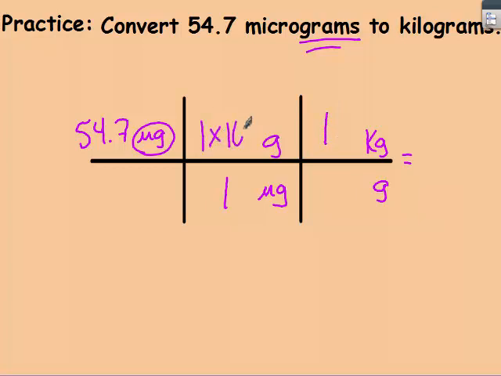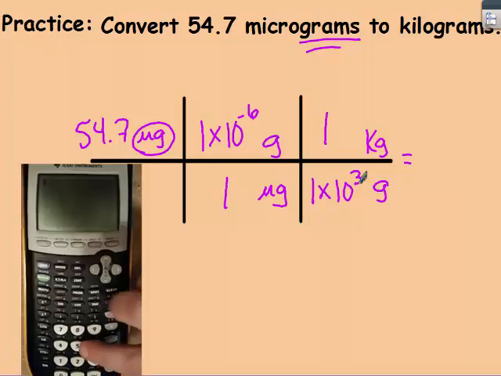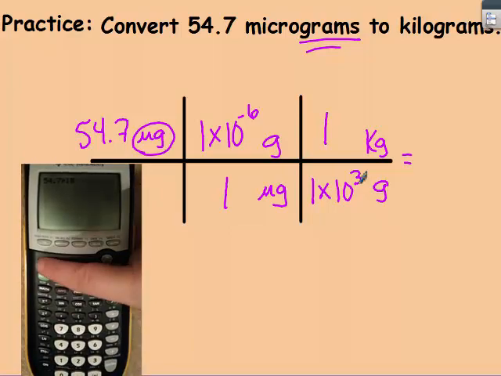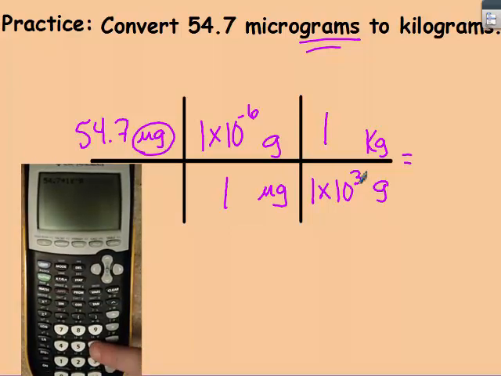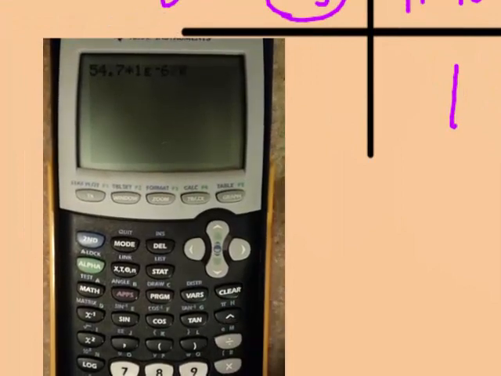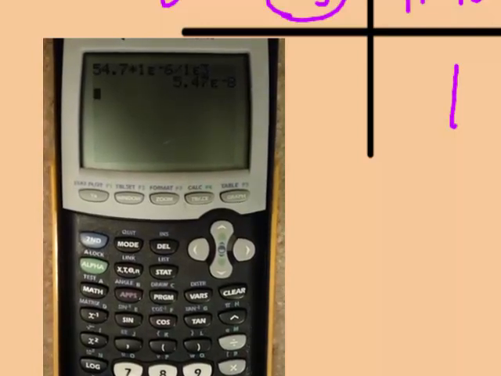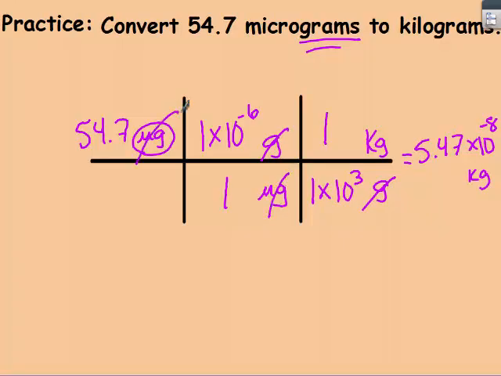Micro is 10 to the negative 6. And kilo is 10 to the third. Multiply and divide. And you get 5.47 times 10 to the negative 8 kilograms.